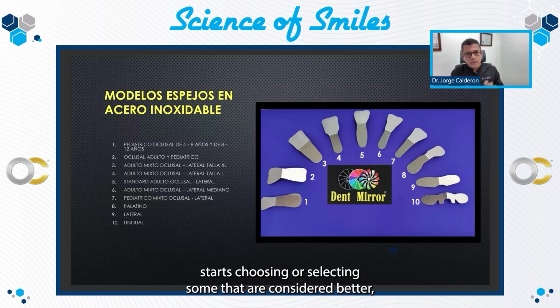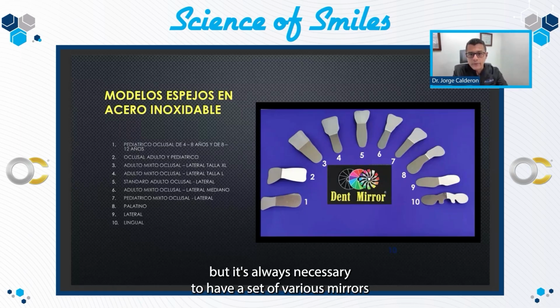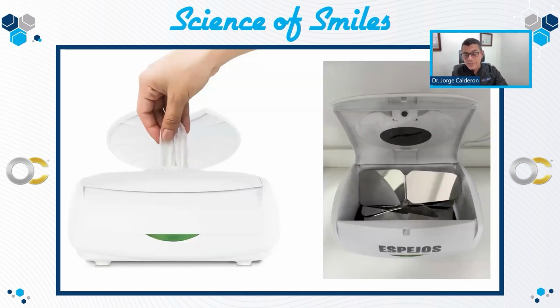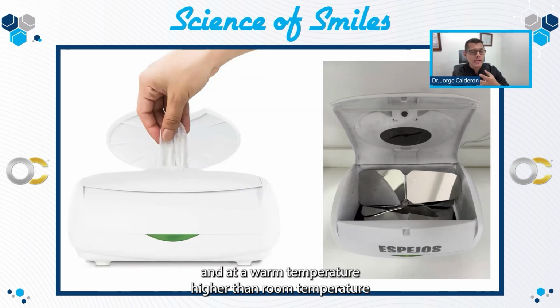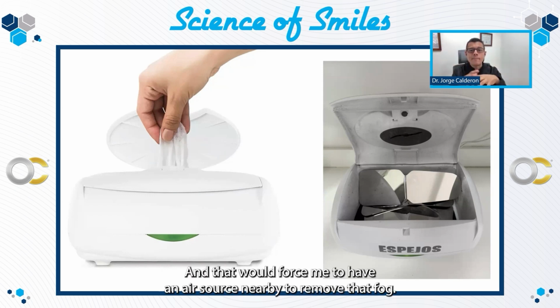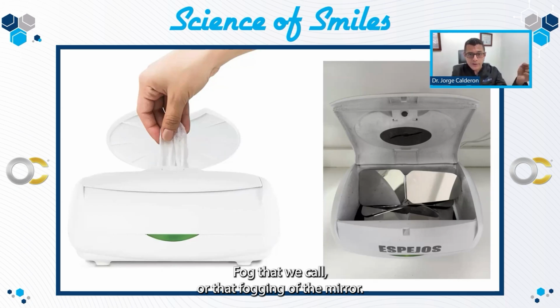Obviously, one starts choosing or selecting some that are considered better, but it's always necessary to have a set of various mirrors to be able, for biosecurity as well, to use them continuously in our practice. A tip I give you is that mirrors need to be humid, and at a warm temperature, higher than room temperature. Why? Or better yet, for what? So that when I put them in my mouth, they don't fog up. They don't get cloudy. That would force me to have an air source nearby to remove that fog, that fogging of the mirror. So my suggestion is this.